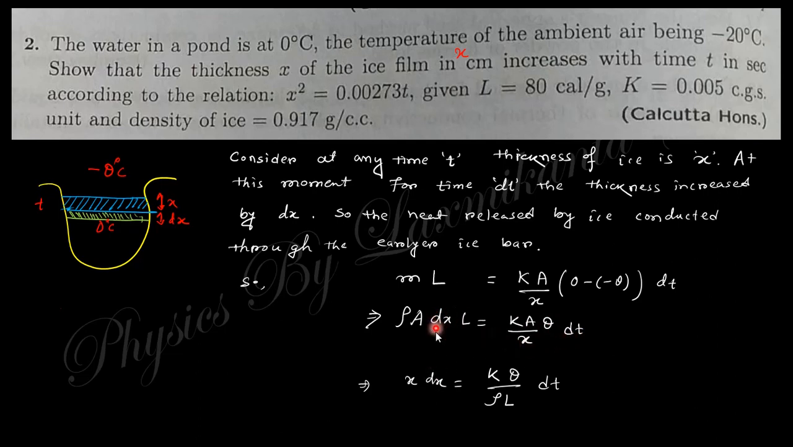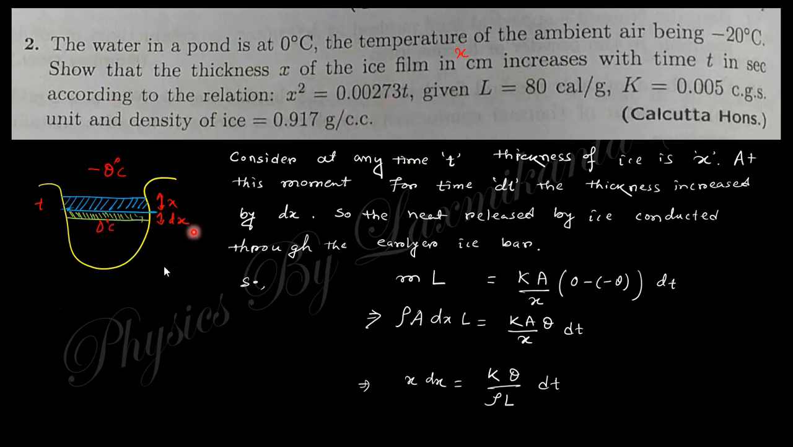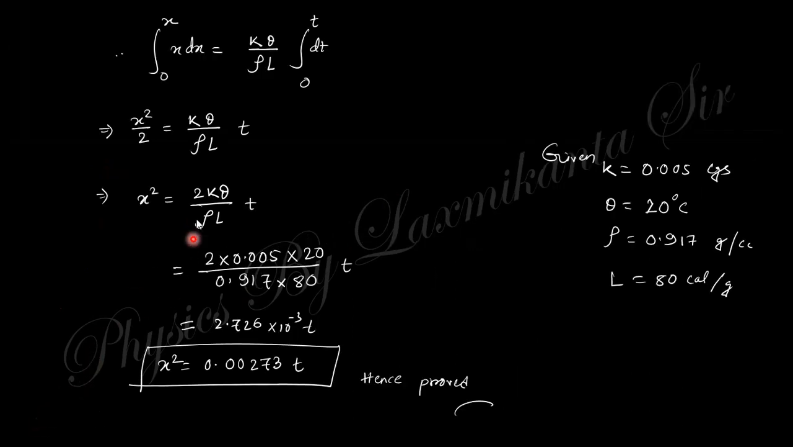So if you rearrange, x dx equals K theta by rho L dt. If you integrate that at t equal to 0, x equal to 0, and at t equal to t, x equal to x, this becomes x square by 2 equals K theta by rho L into t. So x square equals 2 K theta by rho L into t. So put the values of K, theta, rho, L in this expression and you will get the expression asked in this question. Clear? You can easily prove this formula.